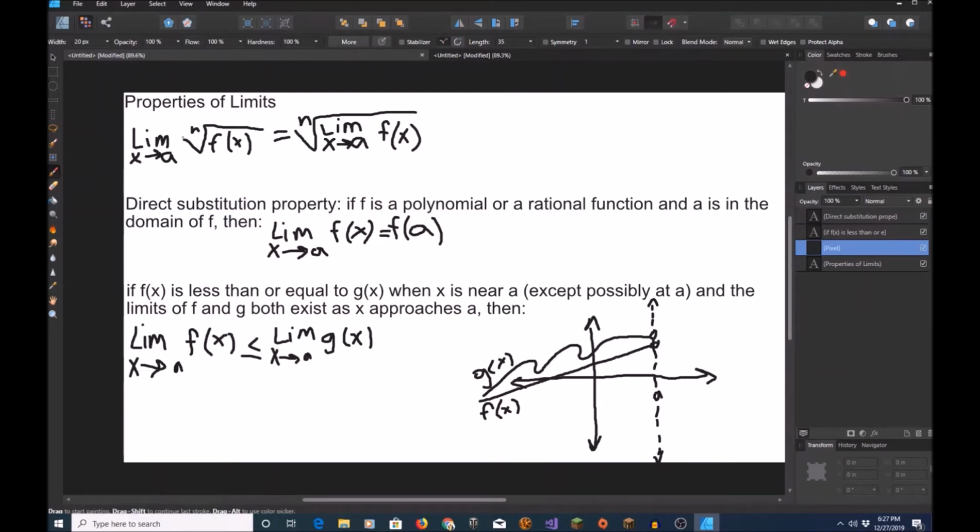So you can just directly substitute that 2 in for x, and you get 2 plus 2 equals 4, and that would be your limit. And then we get this other property which says if f of x is less than or equal to g of x when x is near a, except possibly at a, and the limits of f and g both exist as x approaches a, then the limit as x approaches a of f of x is less than or equal to the limit as x approaches a of g of x.